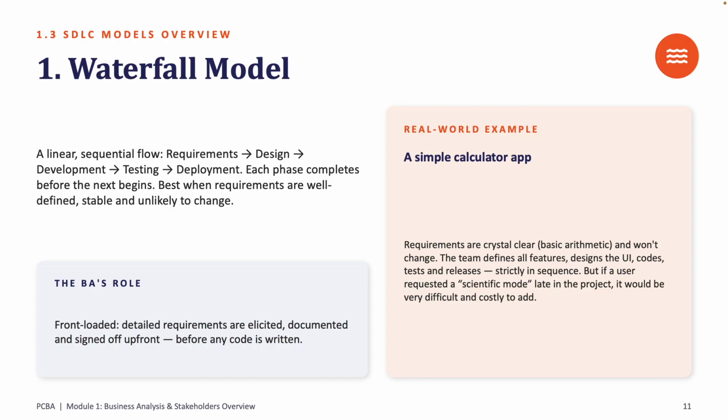The first one is the waterfall. So this is a sequential approach where each particular phase must be completed before the next one begins. So you see here, you must complete the first step before you go to the second step. But we will see there is a difference between that and other models.